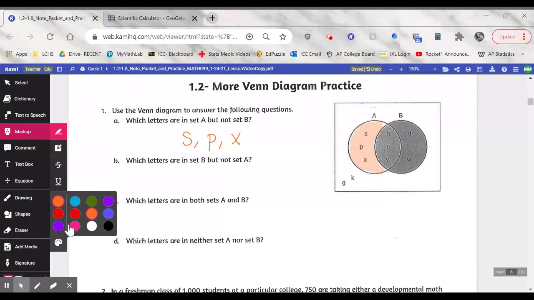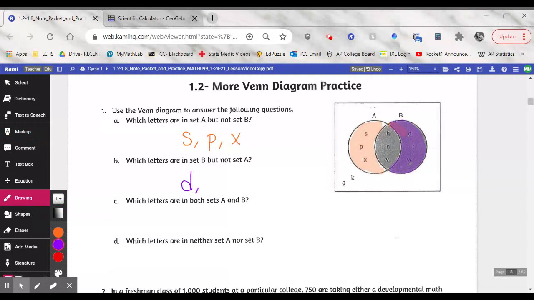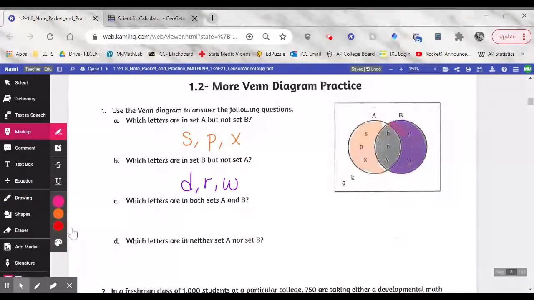Okay, the next one asks me which of the letters are in set B but not set A. So it wants only set B. So that would be D, R, and W. The next question says which letters are in both sets A and B. So that would be in the space that's overlapped. So that would be H, N, and V.